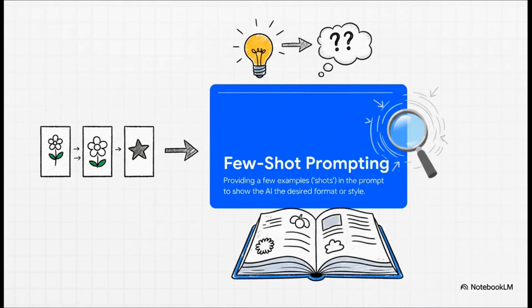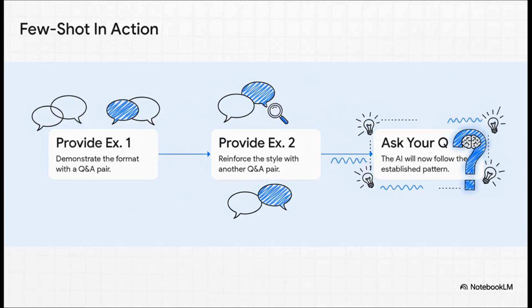So now, instead of just telling the AI what to do, you're actually showing it. You provide a couple of examples of the input-output pattern that you want it to follow. It's kind of like giving your assistant a template to work from. So for instance, you could provide a few question and answer pairs to demonstrate a really specific tone. Let's say formal and professional. Then, when you ask your new question, the AI is going to follow the pattern you've already established. You're basically guiding it toward the right style.